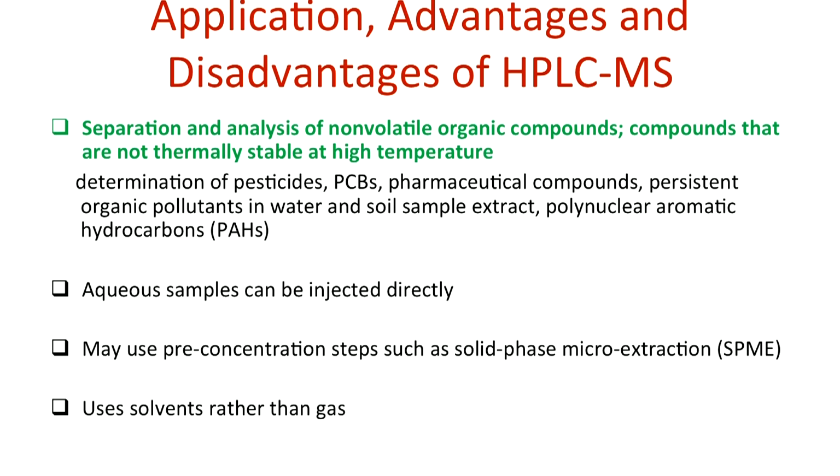and the only thing is sometimes it may suffer with respect to sensitivity. So usually what you can do is pre-concentrate your sample using a technique called solid phase microextraction. And then another thing with HPLC is it uses solvents rather than gas. And sometimes, or more often, these solvents are more expensive and you use more of it compared to a gas, so it's more expensive.